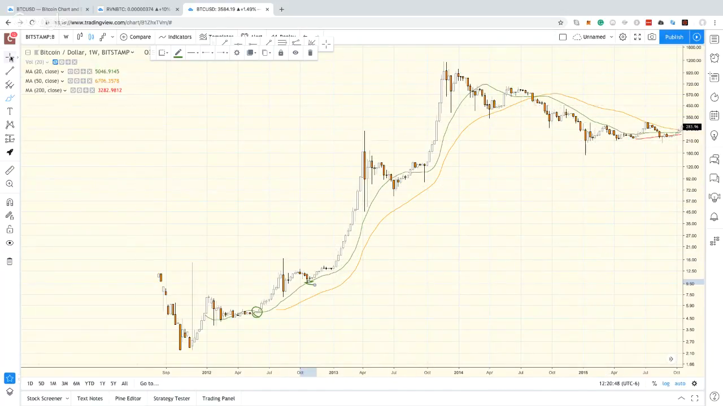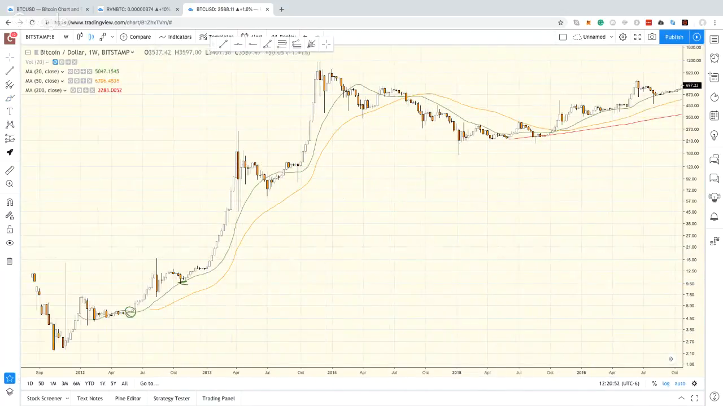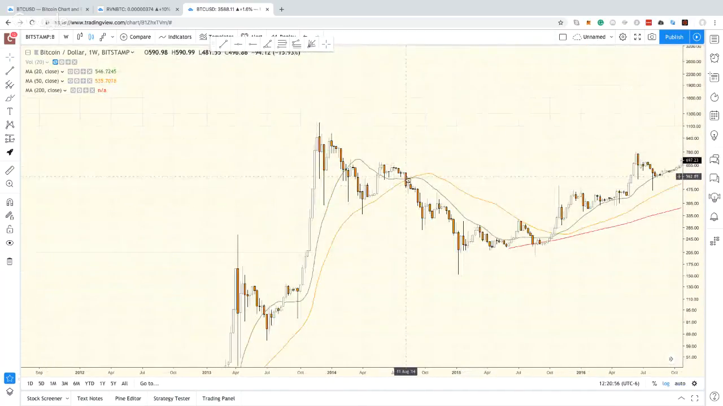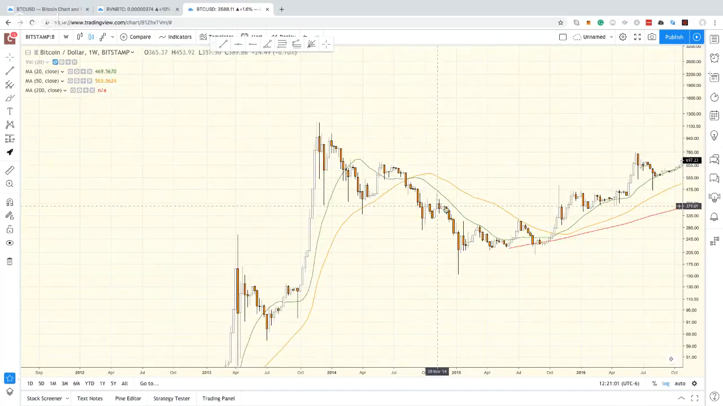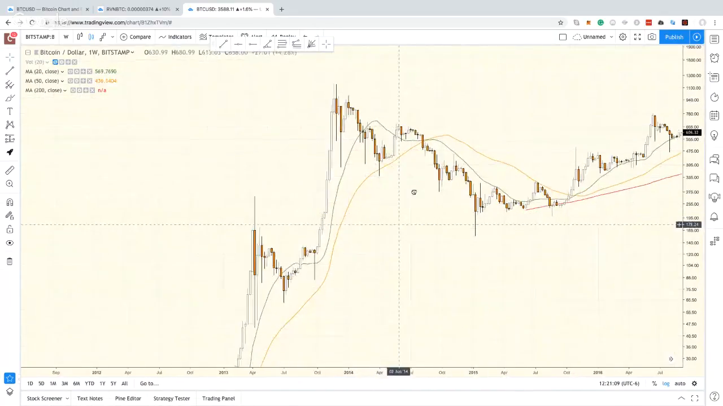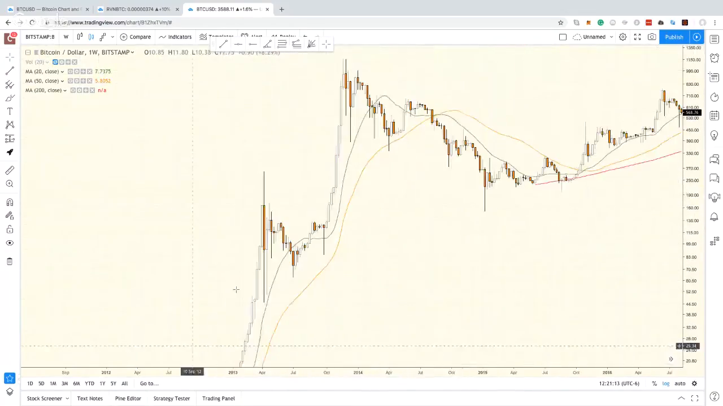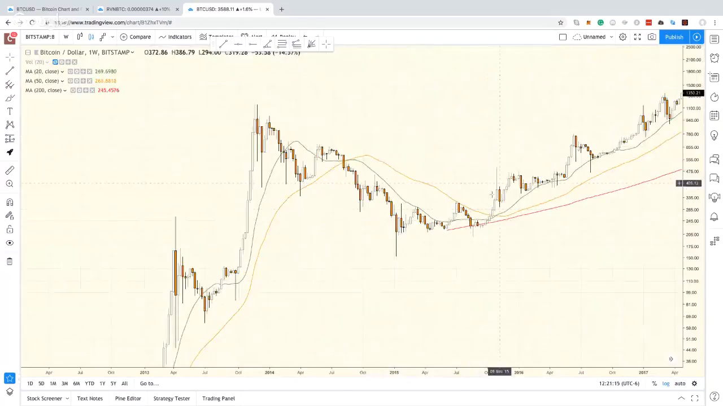Then here, this is one thing that I want to be really specific about. We're having this cross, the 20 and the 50 MA. This means that the trend is changing, and here we do not have the 200 MA. This means that we must close our long positions. I would close the one that I opened down here. But let's start here where we have the 200 MA.